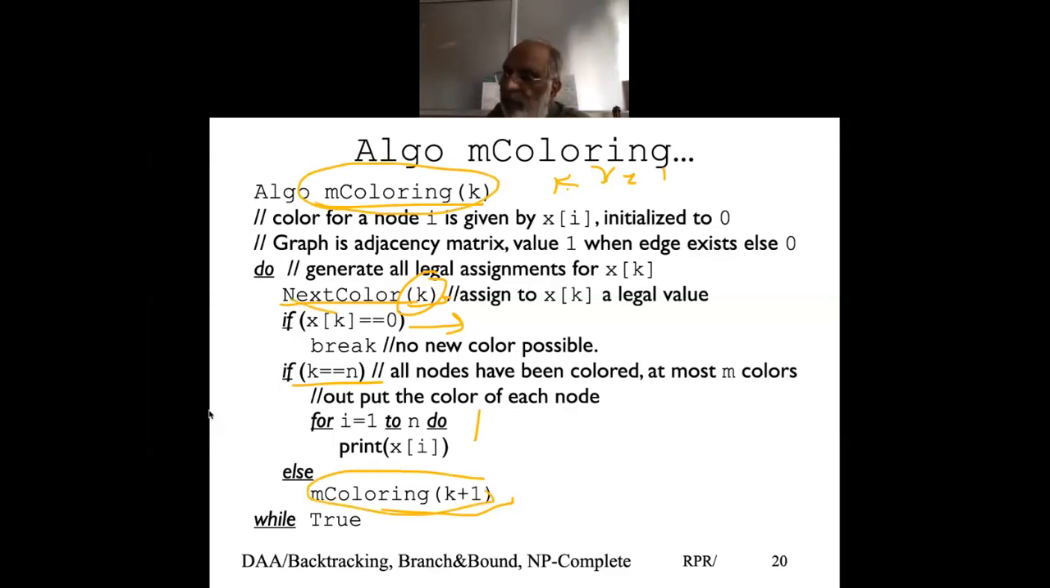First we call next value, and we're calling next color. We make sure that next color is a valid color. Otherwise we backtrack. If you can't find a color, backtrack, which means return. If it's the last color, we are done. Or if you found a color, then find the color for the next node.